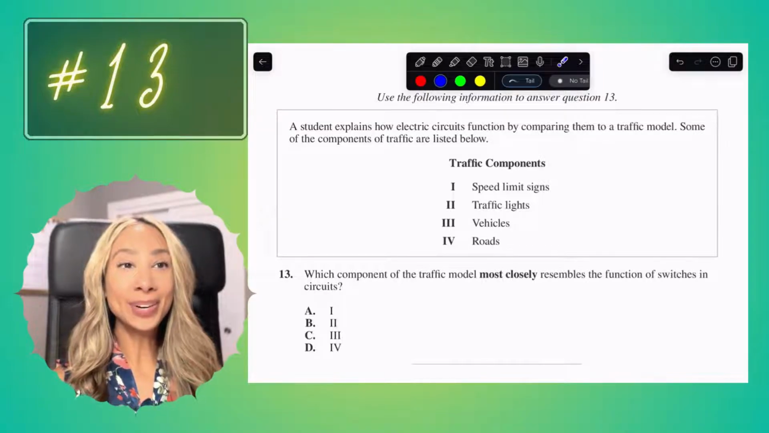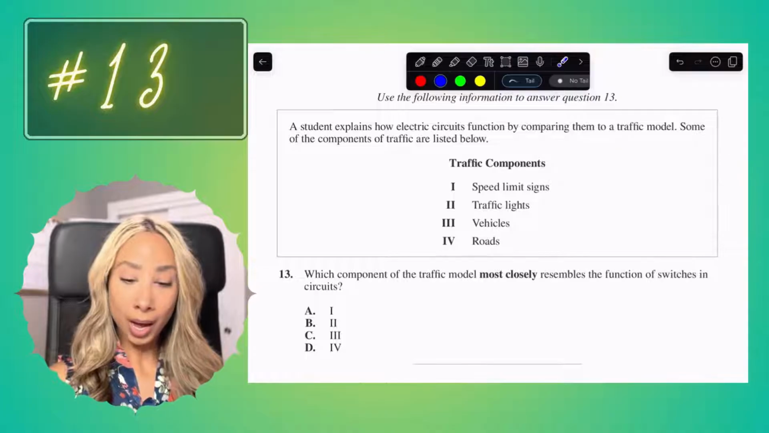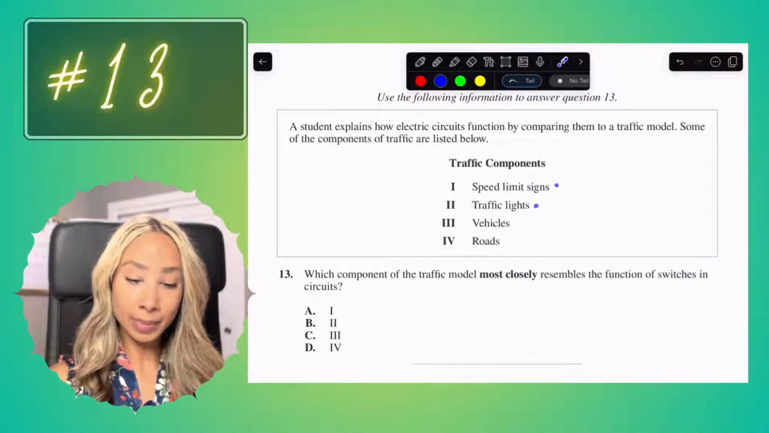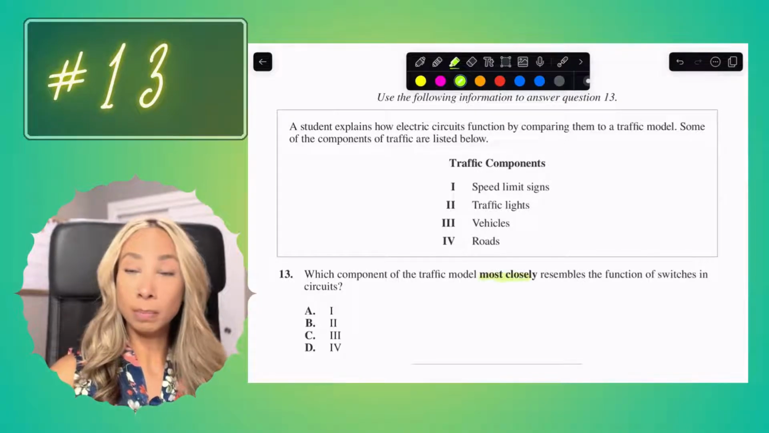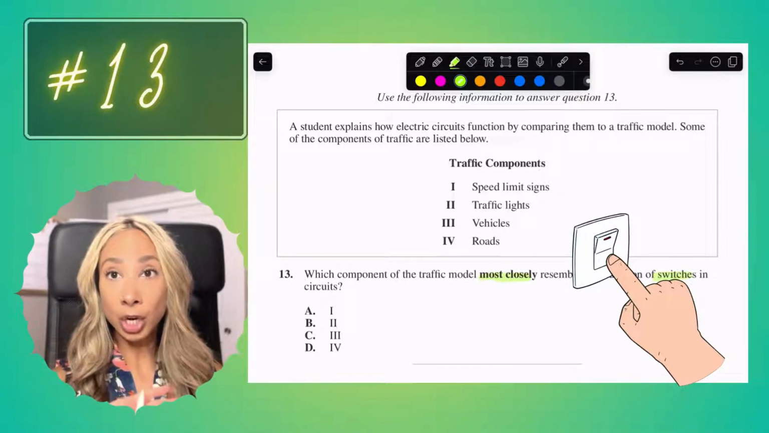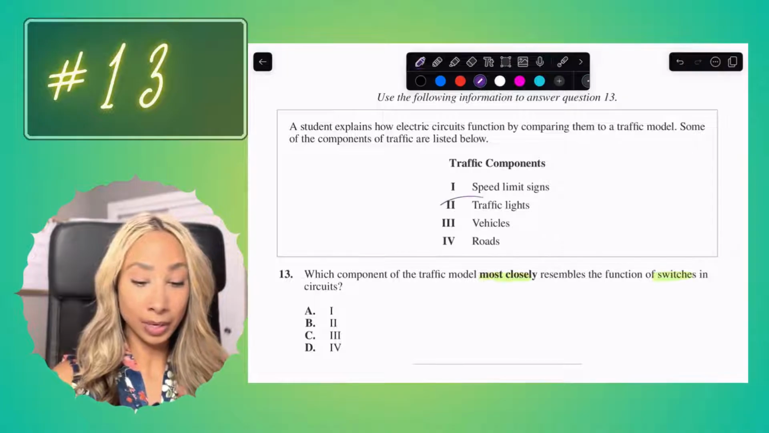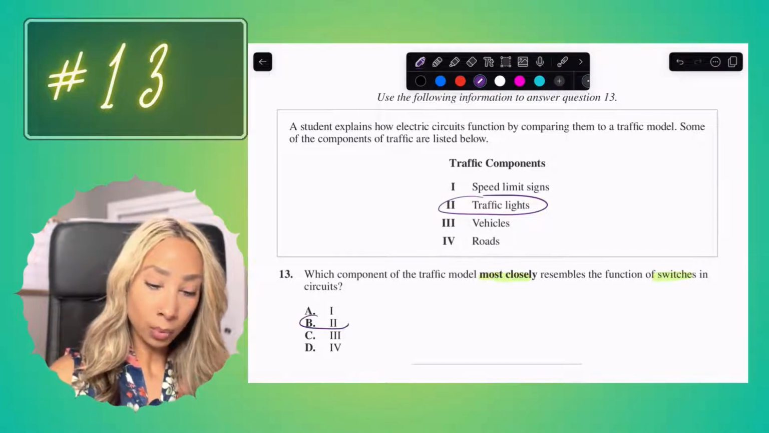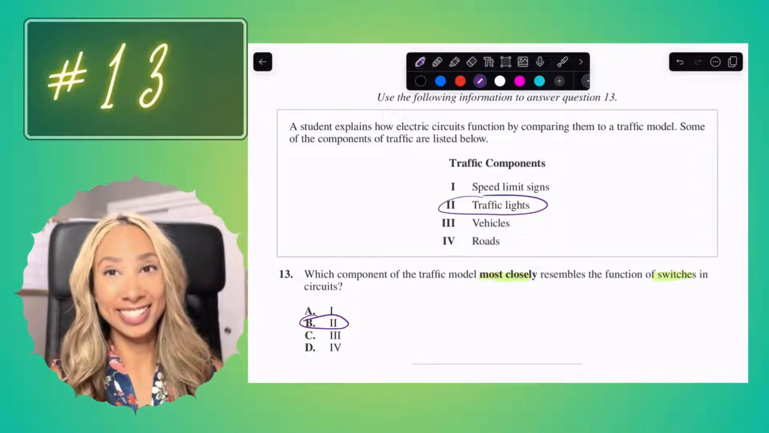Number 13, a student explains how electrical circuits function by comparing them to traffic models. Some of the components are listed below. So they have a speed limit sign, traffic lights, vehicles, and roads. And we want to know the one that's most closely related to representing a switch. So we know with a switch, we're going to start or stop the flow of electrons. So if we think about this, the only one that's going to be a good analogy is going to be our traffic lights. We're going to stop or start the flow of cars, or in this case, electrons.